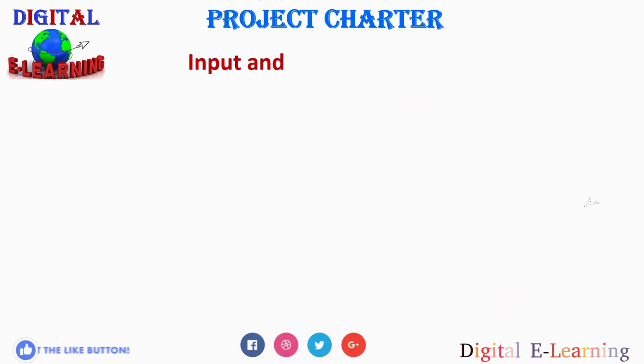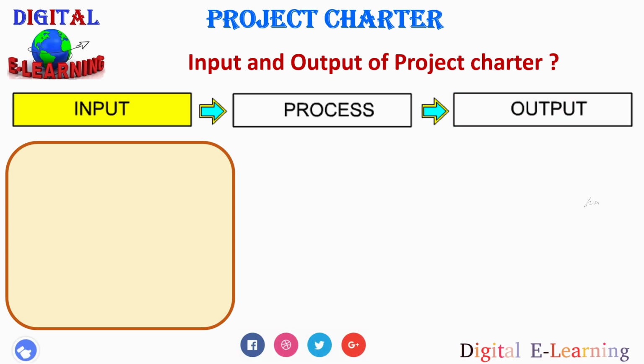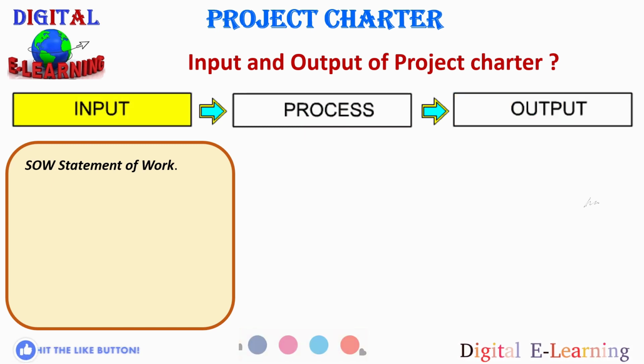So let us look at what are the inputs and outputs of a project charter. So we'll start with input first. The first input that we have is the SOW or statement of work. The statement of work is generally provided to you by the client. SOW actually describes in detail what is the work required to be done. It could be high level or in detail, and it all depends from project to project and from client to client.